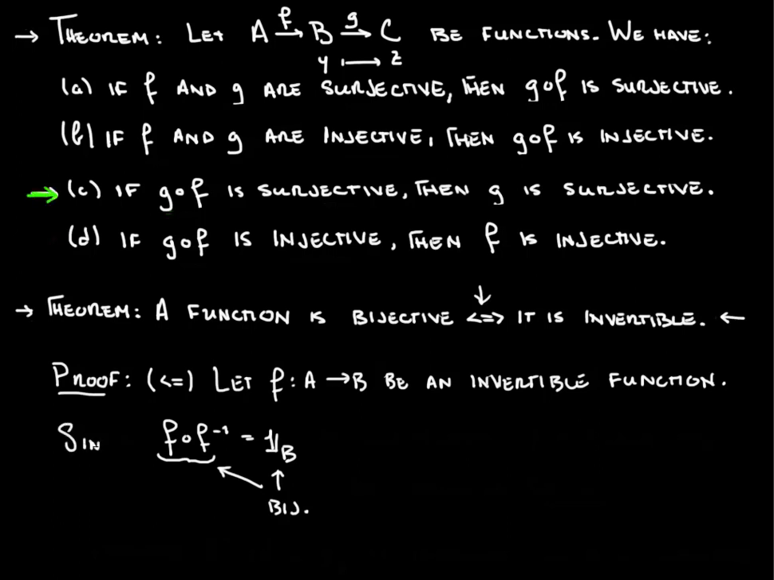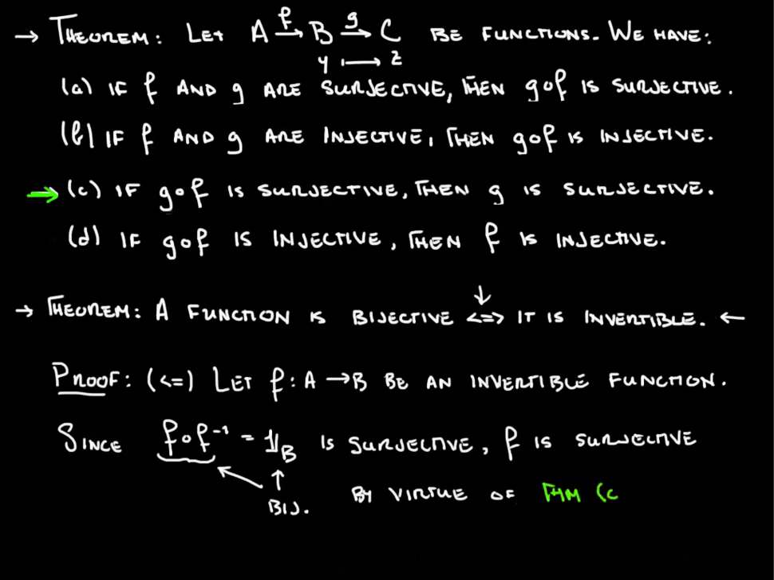So since the composition f circle f inverse is surjective, f is surjective as well, and that is by virtue of theorem C. So all that's left is to show that f is injective, and then we would be able to conclude that f is bijective.